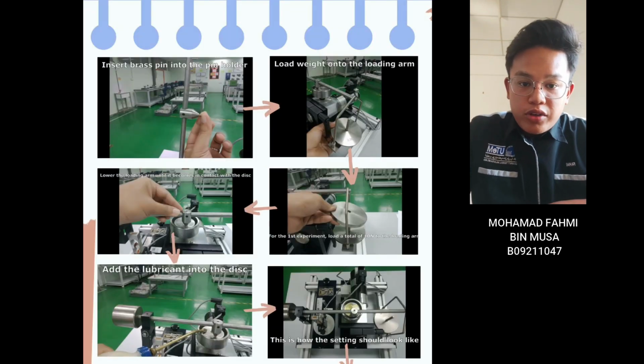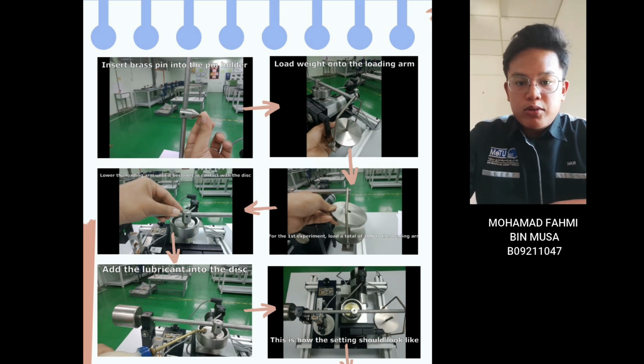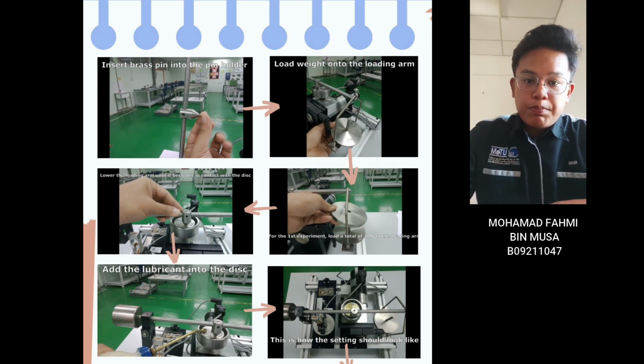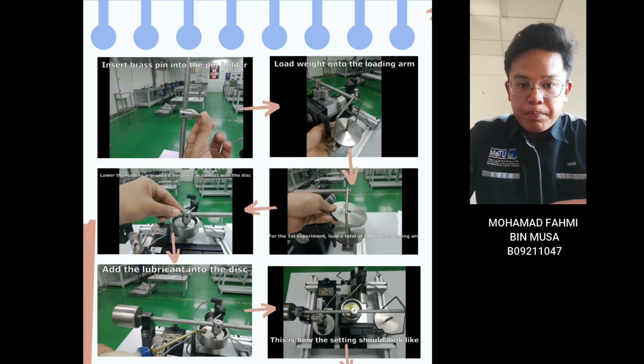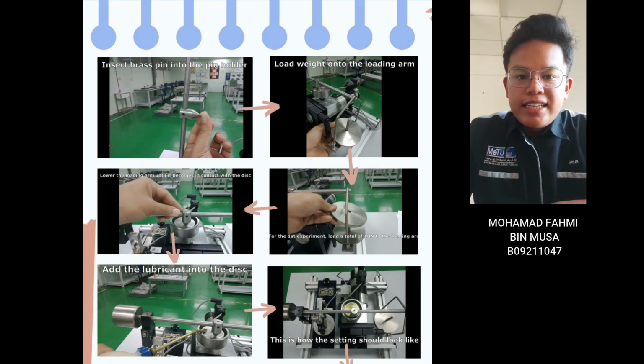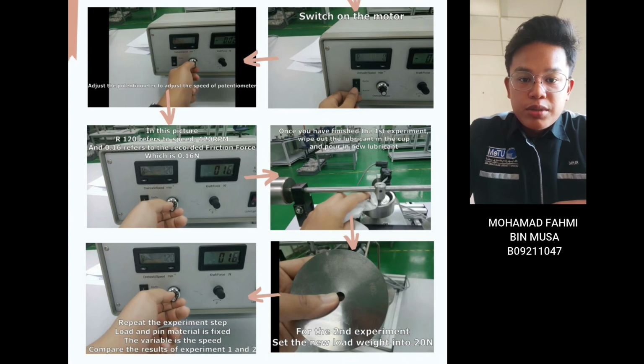Right now I would like to explain about experiment 2, but the methodology or procedure for experiment 2 is the same as experiment 1. That is, insert the brass pin in the holder, load the weight, and lower the loading arm until attached on the surface pin, surface disc, and add on the lubricant. Switch on the machine.